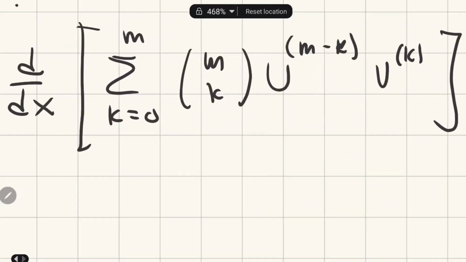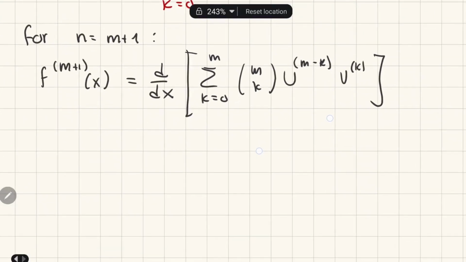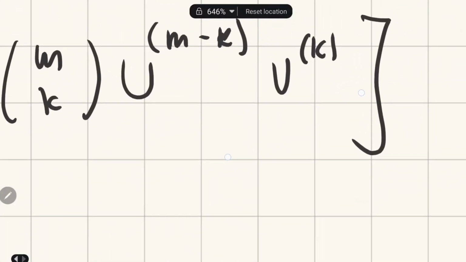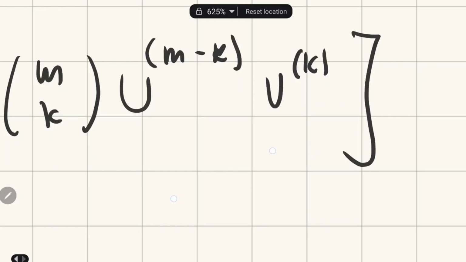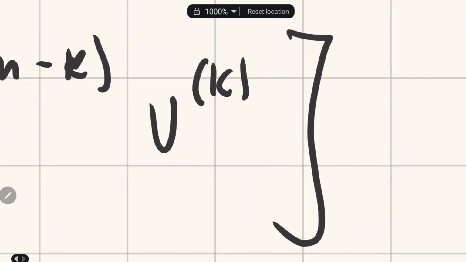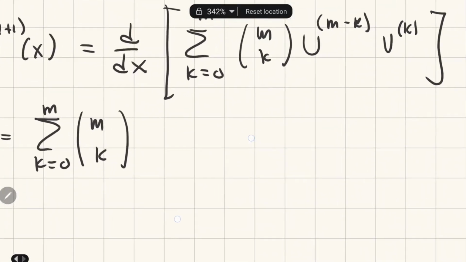Perfect. Notice that this is just a constant, and we can take the derivative operator inside of the sum. So this will be the sum from k equals 0 up to m of m choose k, and then the derivative of this product, right? So if we have, for example, the m minus kth derivative of u, and we take another derivative, we are going to get the m minus k plus 1 derivative, right? And if we have the kth derivative of v, if we take another derivative, we will get the k plus 1 derivative.